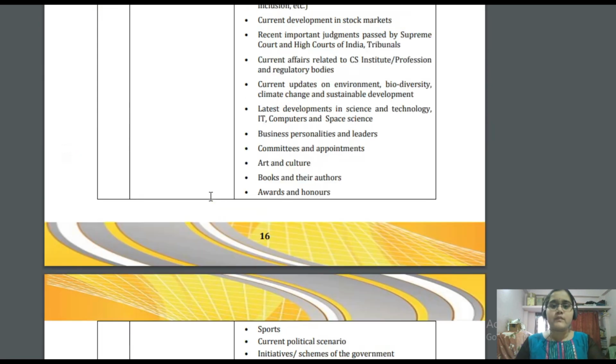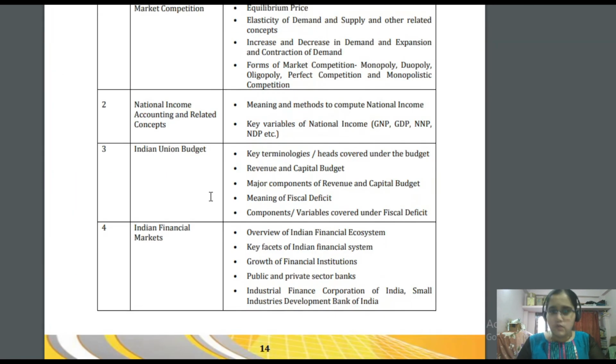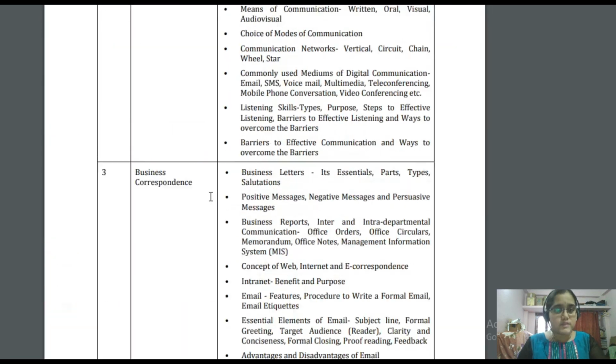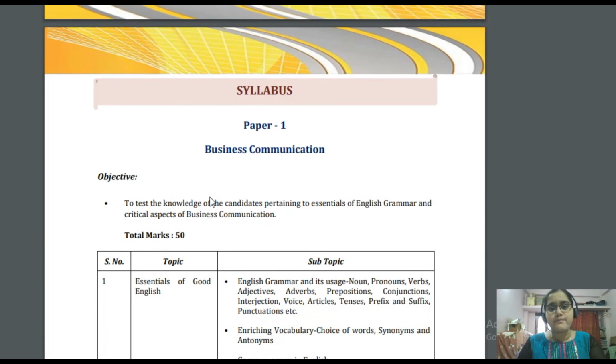It sometimes looks scary seeing this paper, but no, it is really an enjoyable thing. You just need to have a grip on what you're studying, make small notes, and keep on revising.